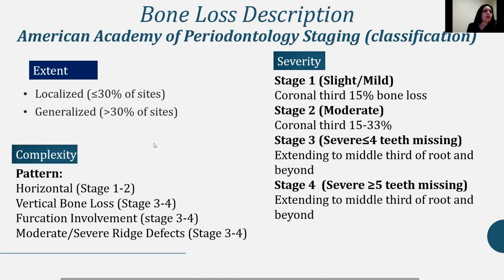And then there's the complexity, which talks about the pattern. So we can have horizontal bone loss, you can have vertical bone loss, we can have furcation involvement, meaning the bone level has gone down into the furcation. And then we can have moderate to severe ridge defects, meaning the actual shape of the arch can get thinned out and you can lose bone in the actual shape of the arch. And that can also be localized too.